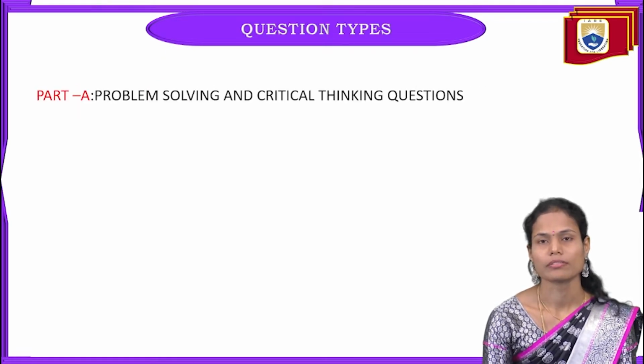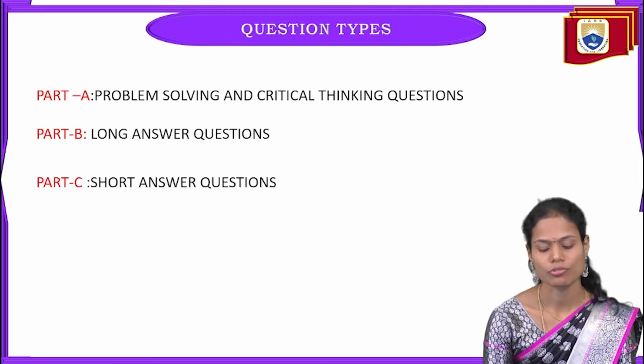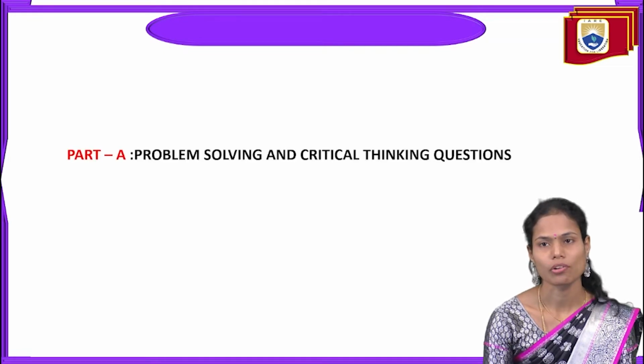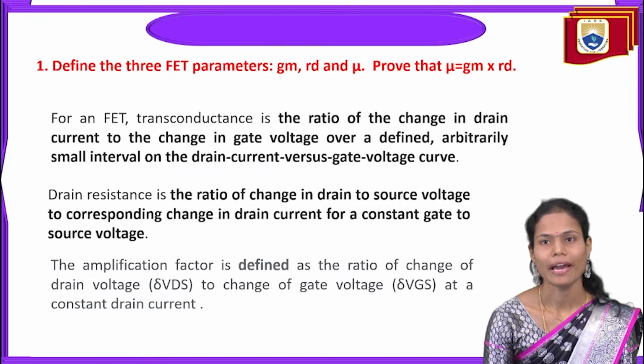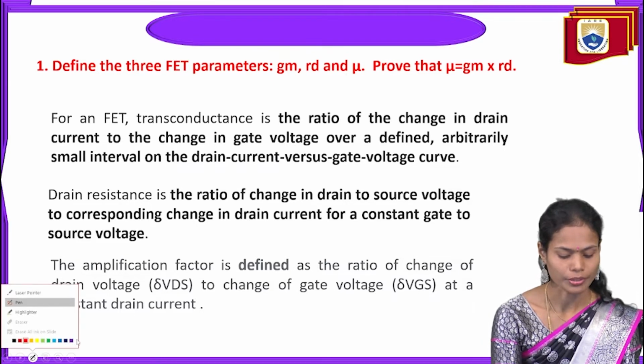So in this question bank, we are having three types of questions: part A, problem solving and critical thinking questions, part B, the long answer questions, and part C, the short answer questions. So first, we are moving to the problem solving and critical thinking questions. In that, the first question is to define three FET parameters gm, rd and mu here.